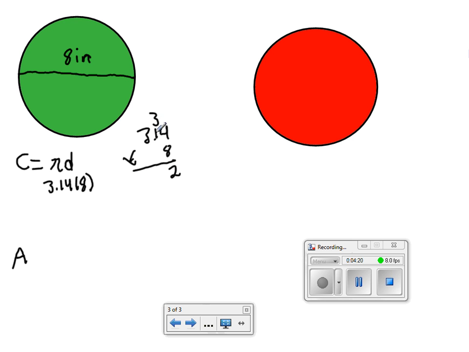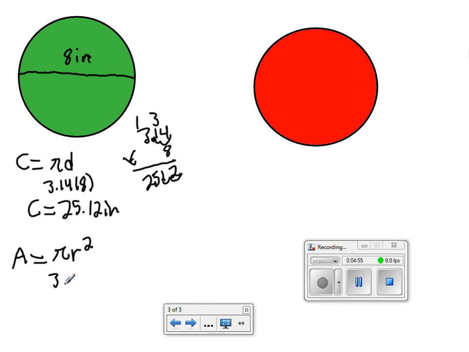Multiplying, we get 32, then 24, 25. And when you multiply the decimals, there are 2 numbers to the right. So our circumference is 25.12 inches.